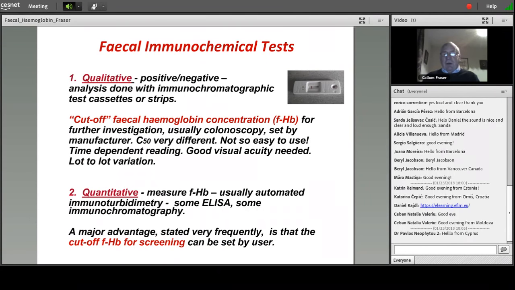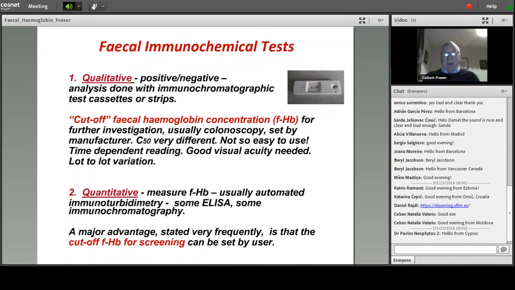So fecal immunochemical tests, FIT, come in two formats. The first is qualitative, and these are positive-negative tests done with lateral flow on the traditional immunochromatographic test cassettes or strips, as you see here. These have some problems in that the cut-off fecal concentration for further investigation, usually colonoscopy, is set by the manufacturer and not by the user. The cut-off point or threshold is very different from one qualitative FIT to another. And although people think they're easy to use, they aren't actually very easy to use.